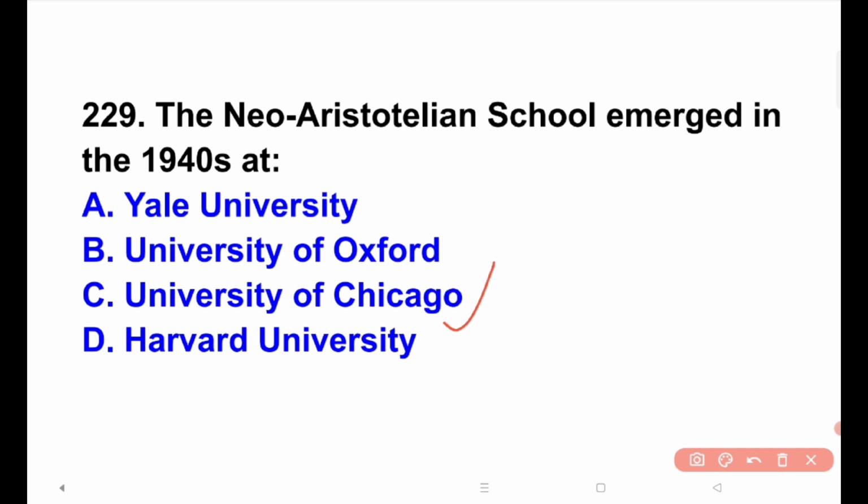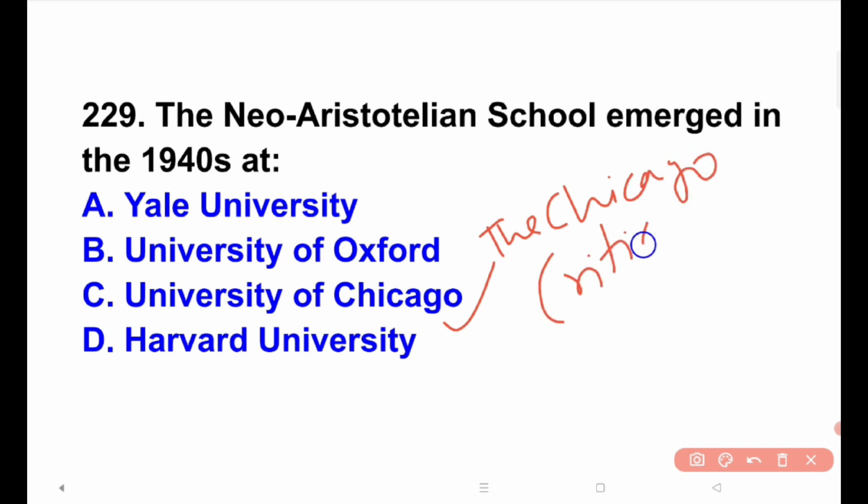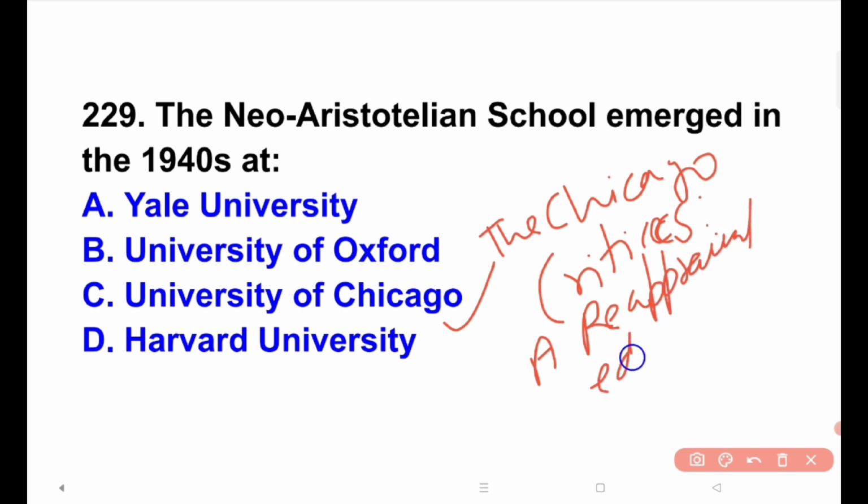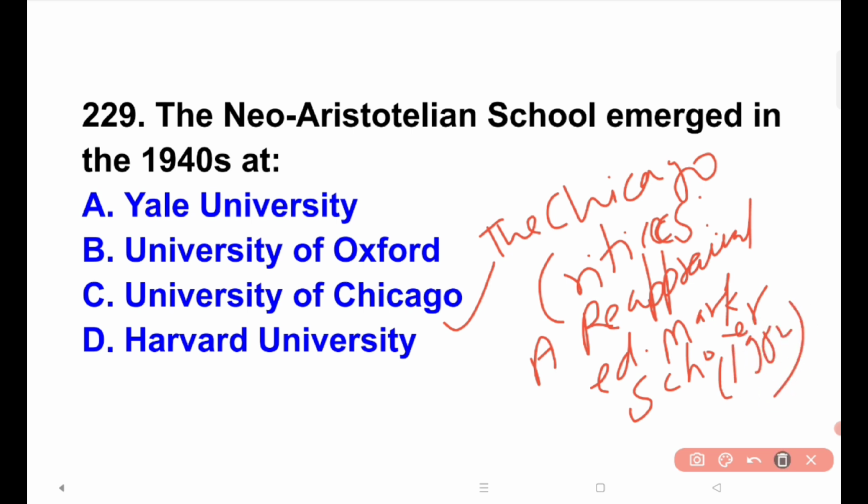The Chicago critics, a reappraisal, it marked scholars. When? 1952. New Aristotelian criticism school.